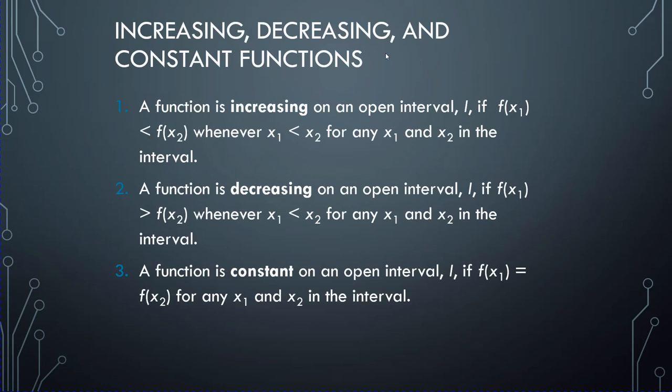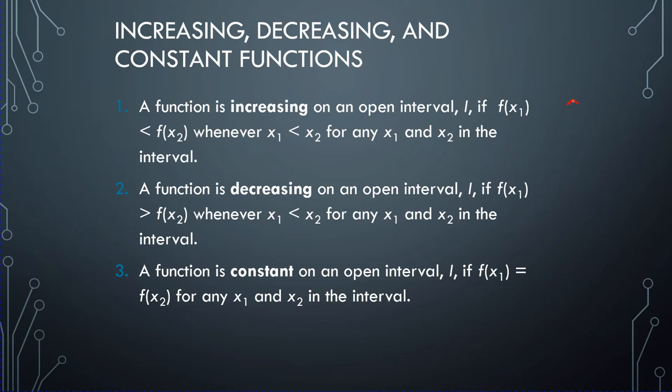These definitions here are very, very wordy. So what I'm going to try to do is give you the definition and then explain it a little bit easier. A function is increasing on some open interval I if f of x1 is less than f of x2 whenever x1 is less than x2. This is for any x1 and x2 in the interval. Okay, so what does this mean?